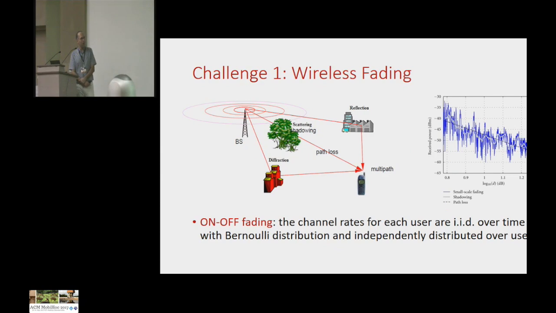Okay, so what is the model? We assume a fading model of the channel states. We will assume on-off fading here. So it's assumed to be IID over time with a Bernoulli distribution. In terms of notation, let's say C_i(t) is the fading state of link i at slot t. So links keep on fading this way.